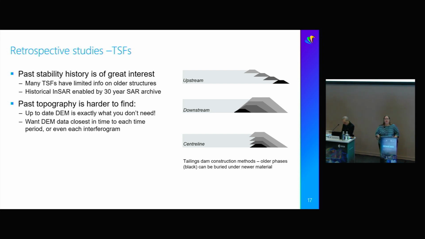We can go back in time, we can show the operator how their mine was built before they bought it, for example, how the tailings dam was constructed, and also how stable it was before they put anything else on top of it. And that's great, we've got that huge SAR archive going back 30 years, but what we don't always have is DEMs. We have the wide, coarse-scale global DEMs, but it's much better to have data close in time to when the interferograms were produced. We want to have a DEM data set that matches, if possible, at least each time period where nothing changed, or even each interferogram.